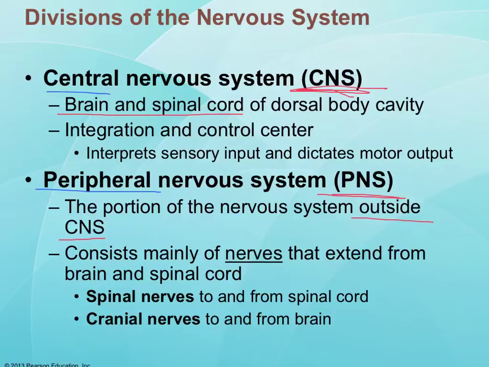In the PNS, the majority is the nerves. Those nerves come from the brain and the spinal cord, and are like the wires of your nervous system. You can further divide those nerves. Spinal nerves come from the spinal cord. Cranial nerves come from the brain. Cranial means brain, so that is a cranial nerve.